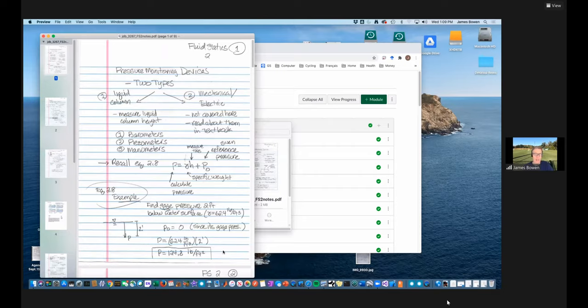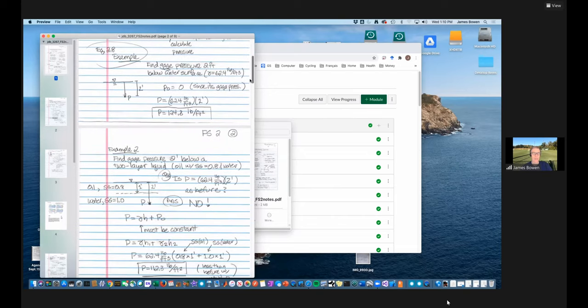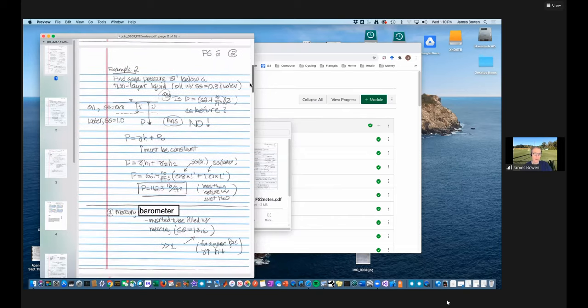It's basic, straightforward: find a gauge pressure at a particular water depth given the specific gravity. Yeah, this is very much like that problem we just worked. And that's in an example. I worked a second example where you had a layered fluid.